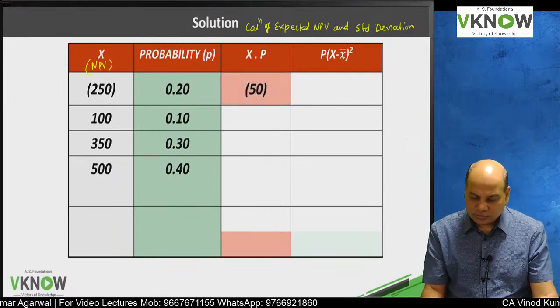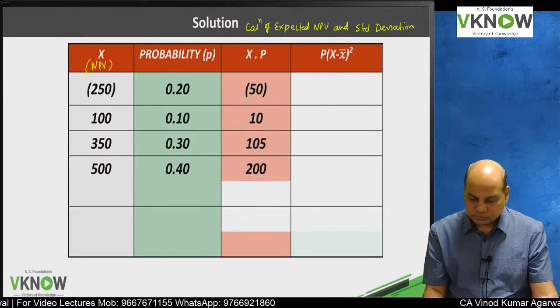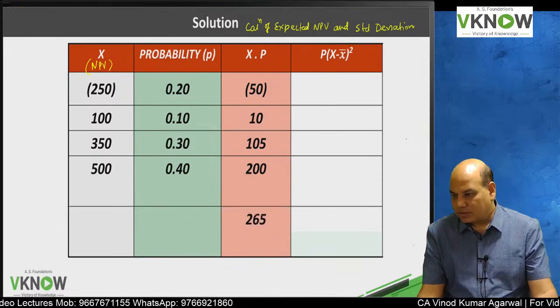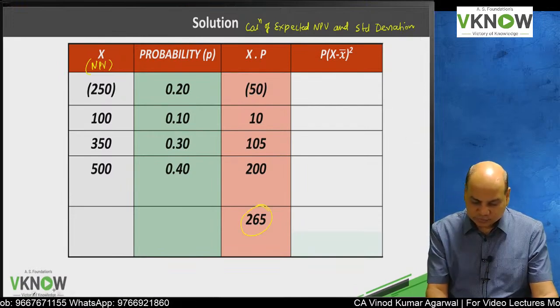Multiply the two now. Multiply the two. Take the total. Multiply and take the total. Please confirm 265 is right.